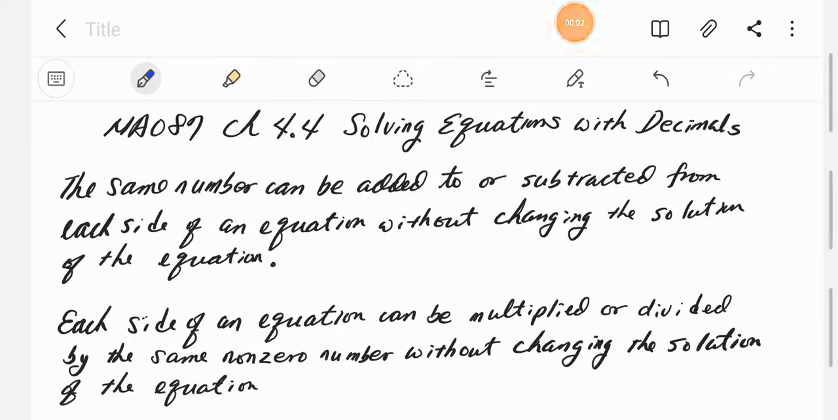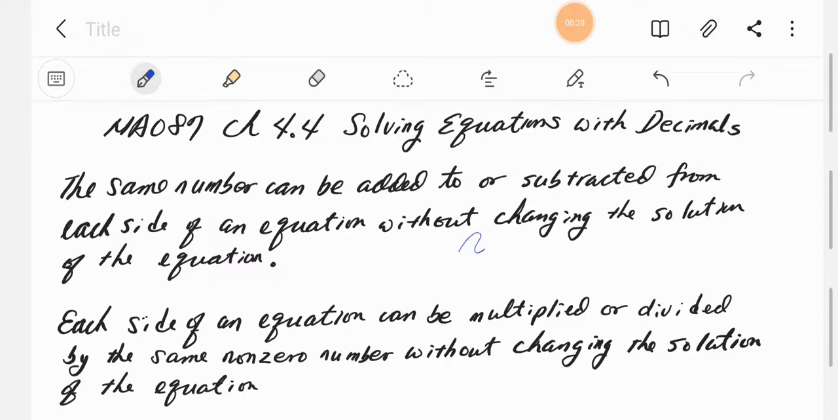Chapter 4.4, Solving Equations with Decimals. Actually, this chapter is the same as solving equations with whole numbers. So the same number can be added to or subtracted from each side of the equation without changing the solution of the equation.